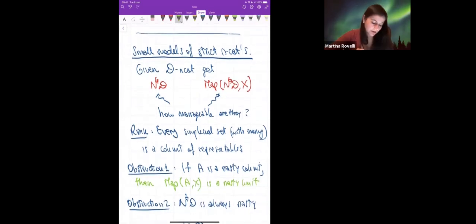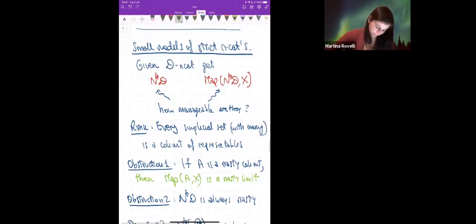And then we are like, okay, but maybe when A is the natural nerve of a strict category, it's not going to be too bad. And unfortunately, this is not the case. So the natural nerve of a strict category is always less good than you would hope. And here's supporting evidence for this claim.